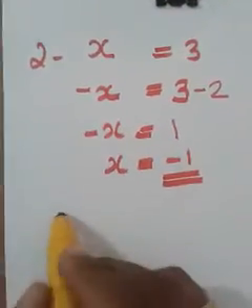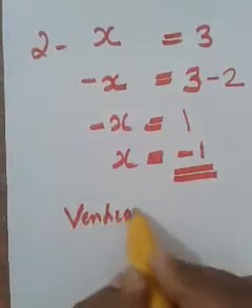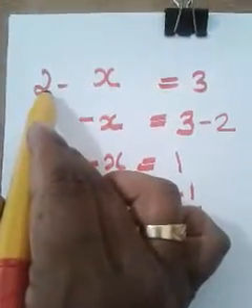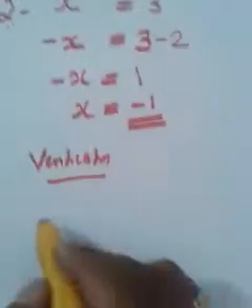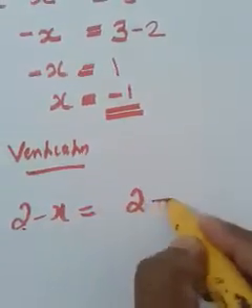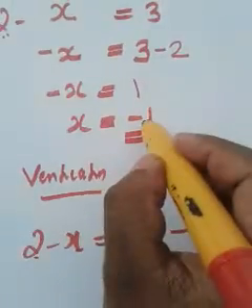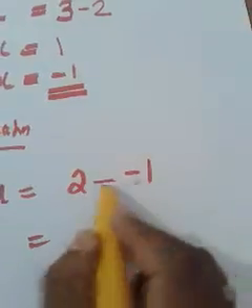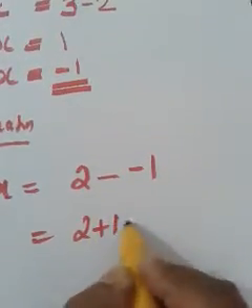And you can verify also. How can we verify? Let us go to verification. In order to verify, we have to get 2 minus x as 3. So let me calculate 2 minus x now. 2 as it is, then minus as it is, then x. What did we get? x is minus 1. So minus minus 1: when both minuses come together, it becomes 2 plus 1, that is nothing but 3.